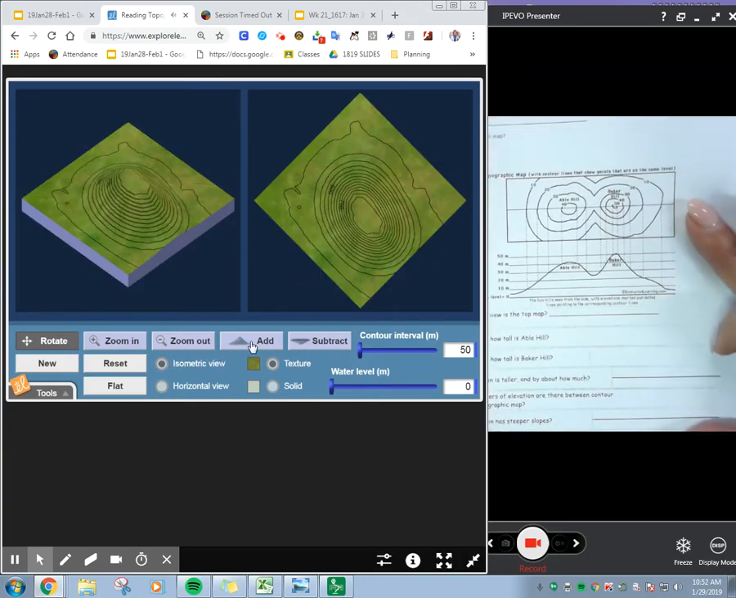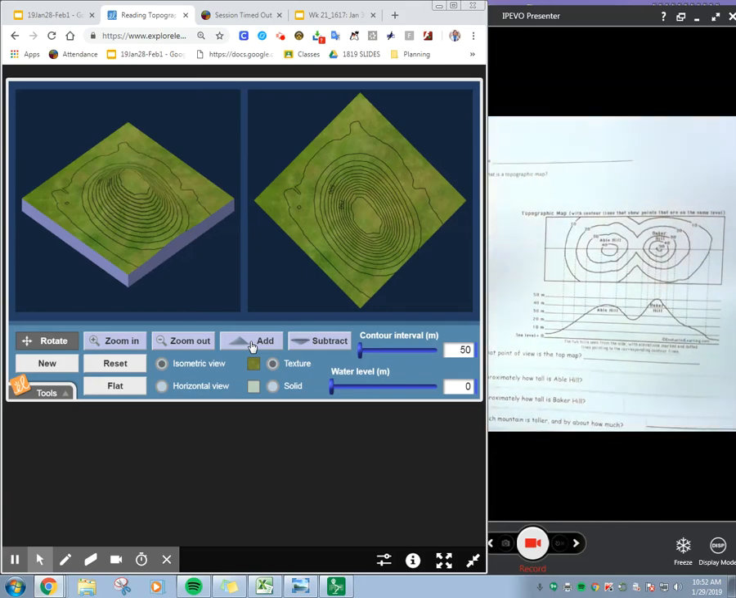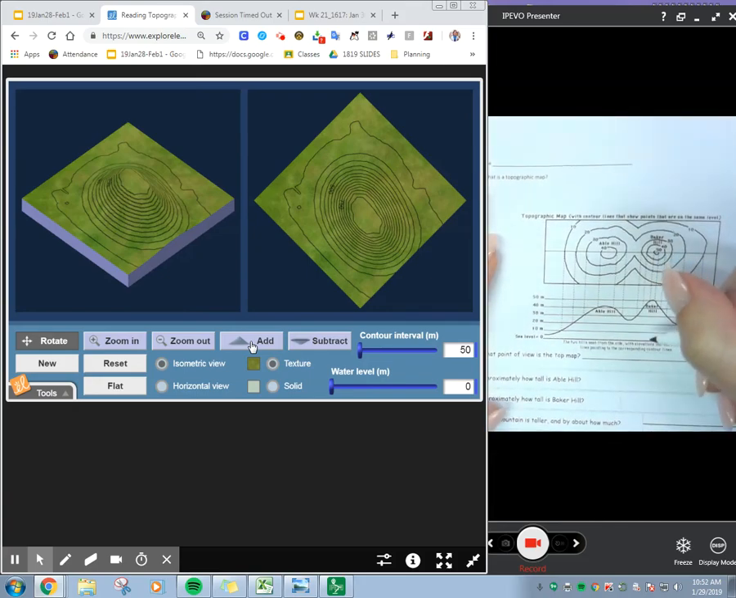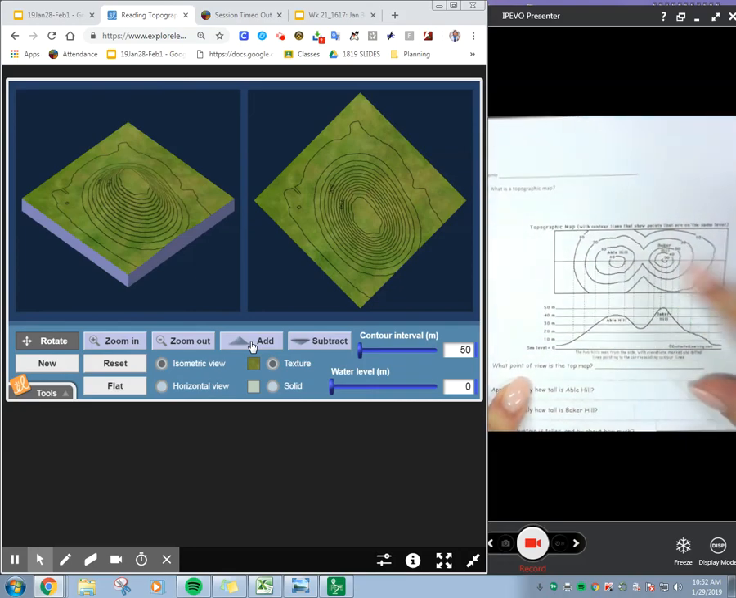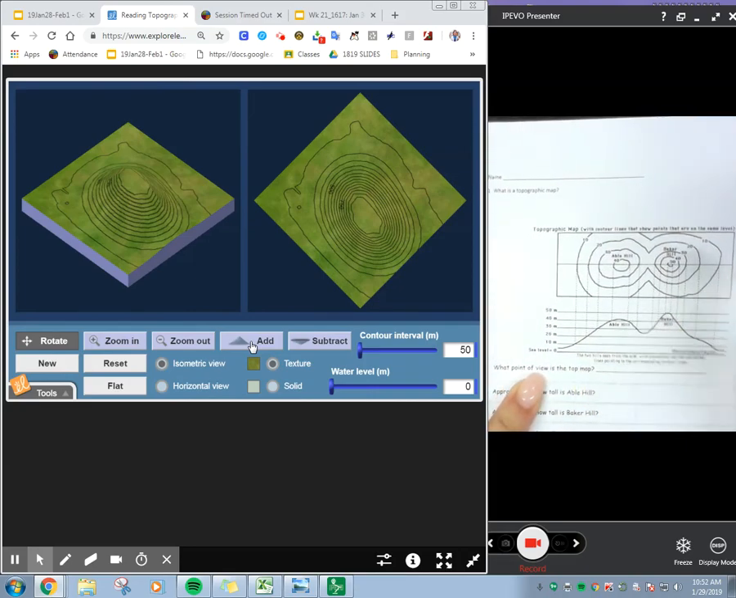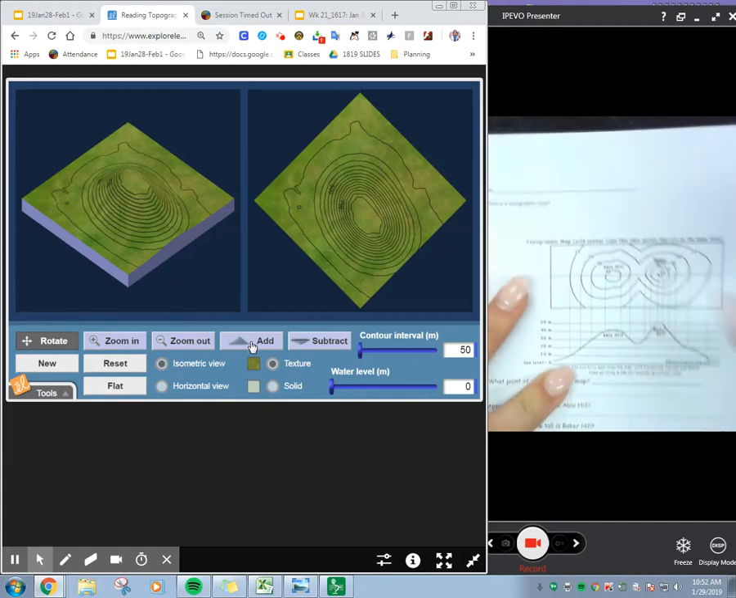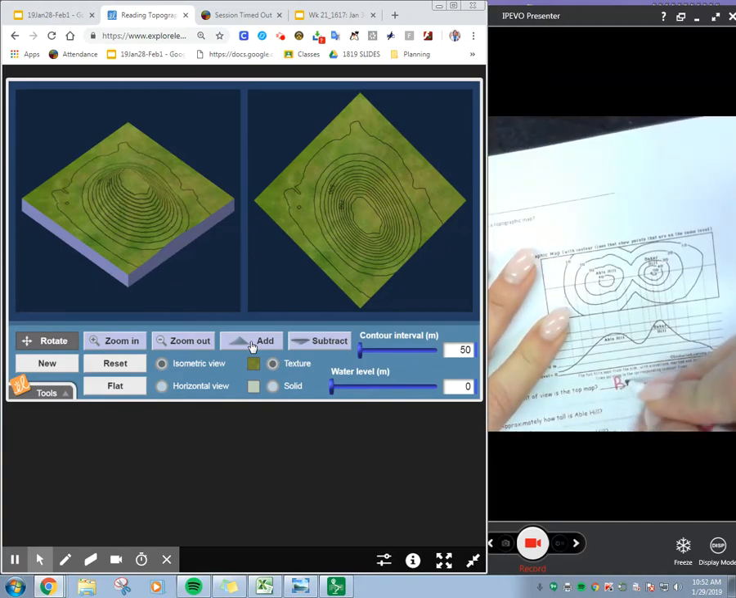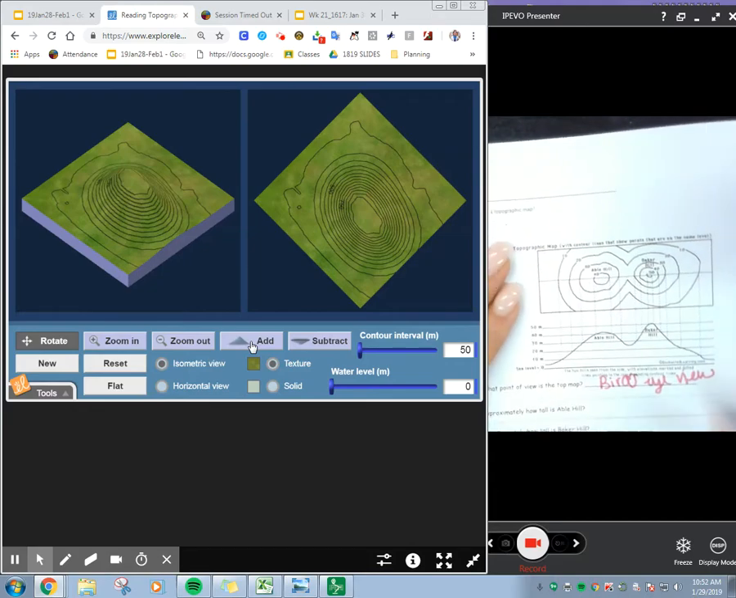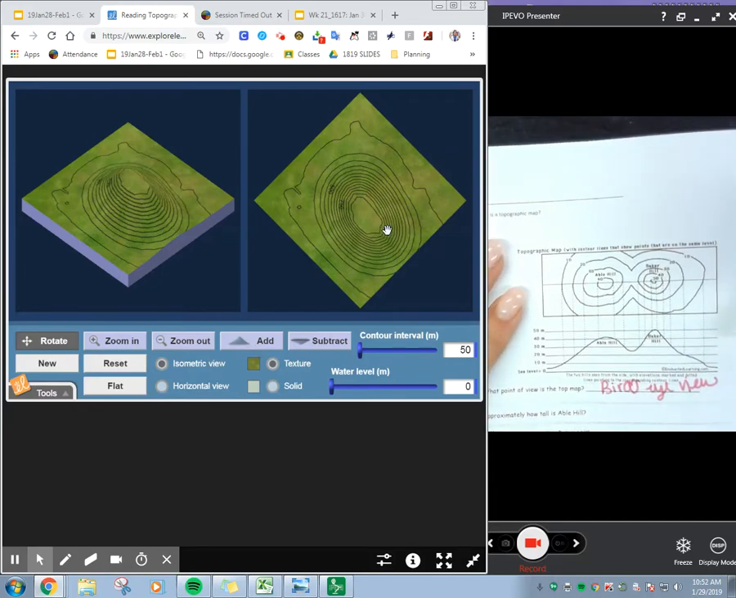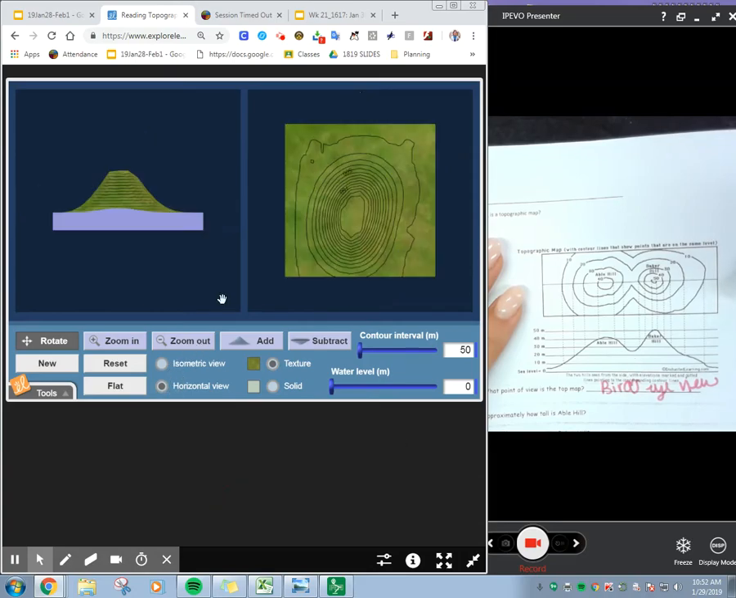So you guys are going to fill this out with me. You write everything that I write because this is going to serve as your notes. So you're looking at two pictures, right? It says, what point of view is a top map? So the top map is like you're looking down. So it's a bird's eye view. You write that. So it's like this right here. We're looking down on it. Now down here, we're looking at it from a horizontal view. So it's as if we're looking at the hill sideways, just like this.